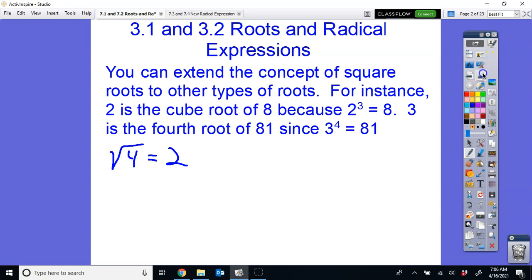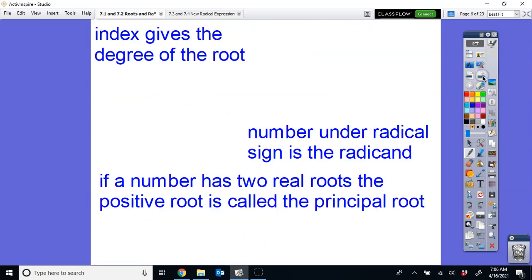And the way that we write that root is we use a little index, which gives the degree of the root. The little index number is a little number that you put on the outside of the radical, on the little bar of the radical. The number that is on the inside of the radical has a name. It's called the radicand. I'm not going to test you on that because it can get a little confusing between those, but it is nice for you to know.